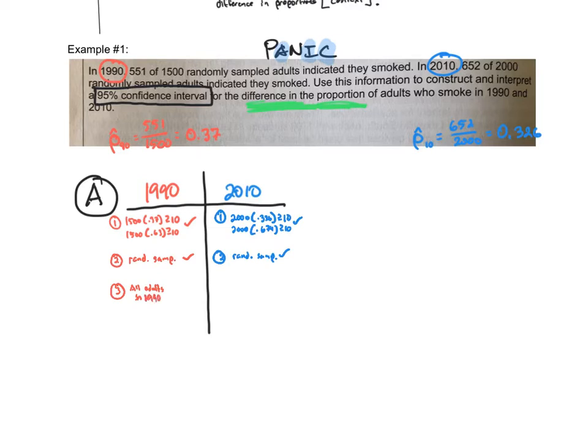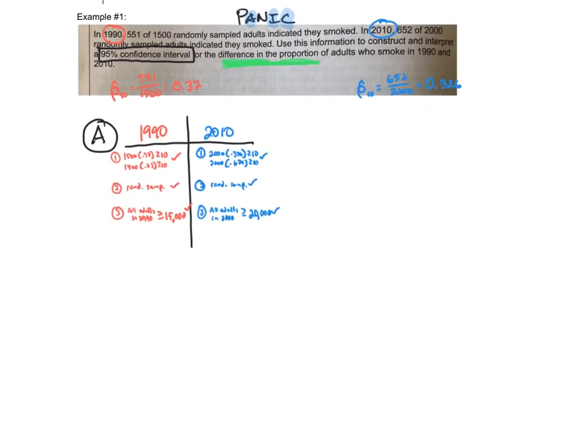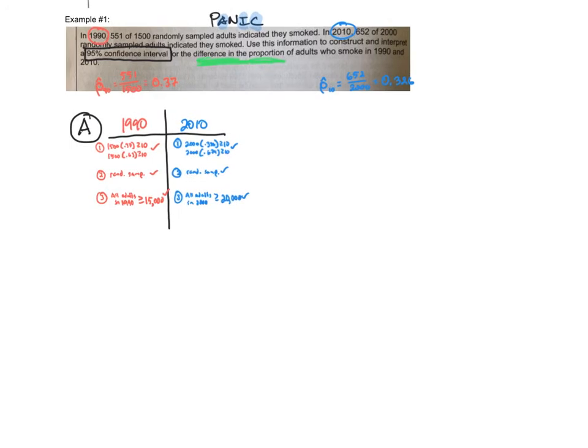is greater than or equal to 15,000. Multiply 1,500 by 10. I think that's safe to assume, that in 1990 there were that many adults. All adults in 2010 greater than or equal to 20,000. I think that's safe to assume as well. All right, good. There's our assumption checks. Grand.